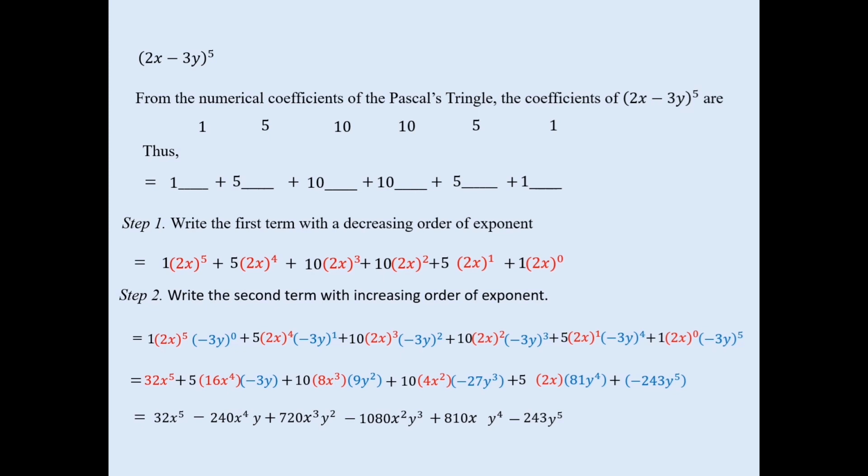Okay, so the expanded form of 2x minus 3y to the power of 5 is just simply 32x to the 5 minus 240x to the 4th y plus 720x cubed y squared minus 1080x squared y cubed plus 810xy to the 4th minus 243y to the power of 5. And so it's your time now to solve.